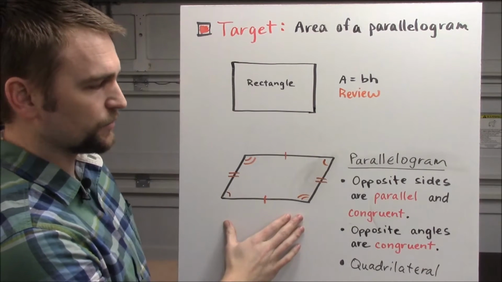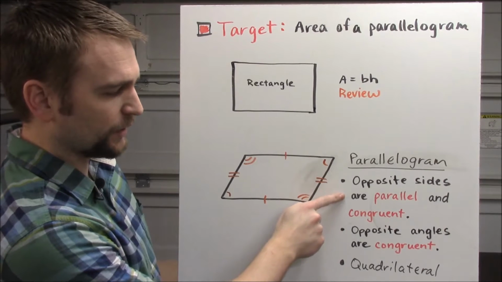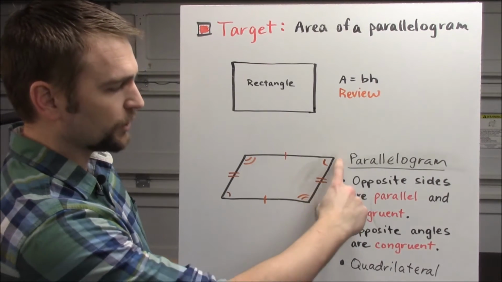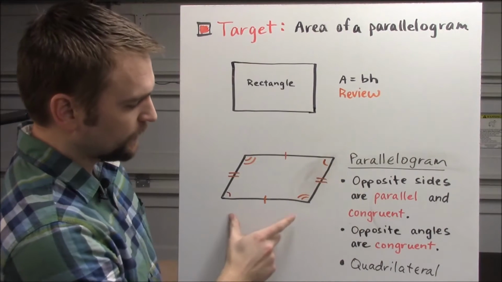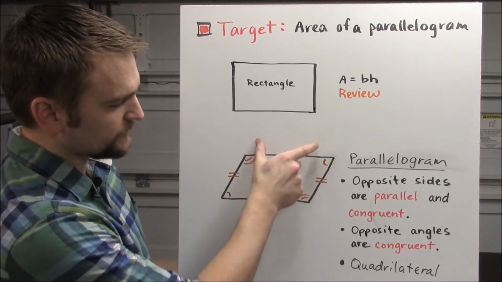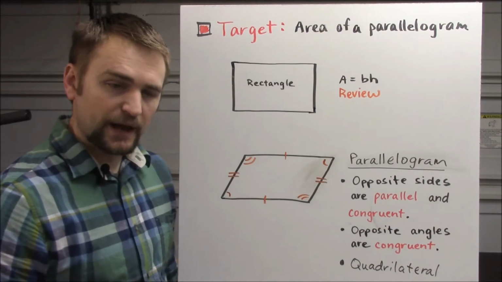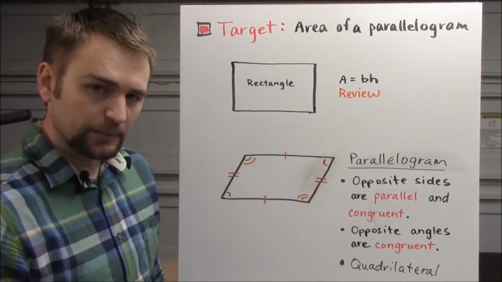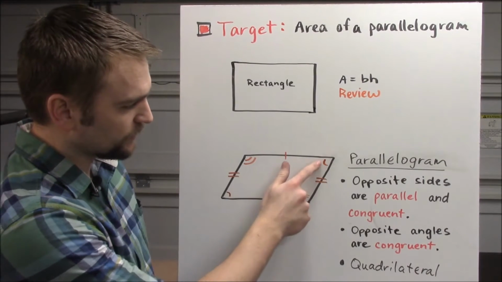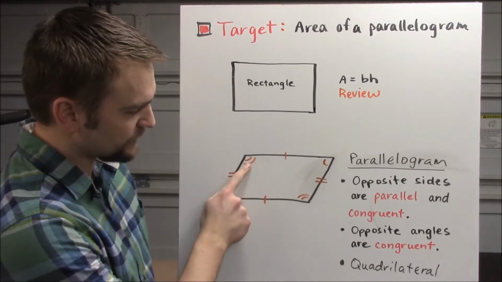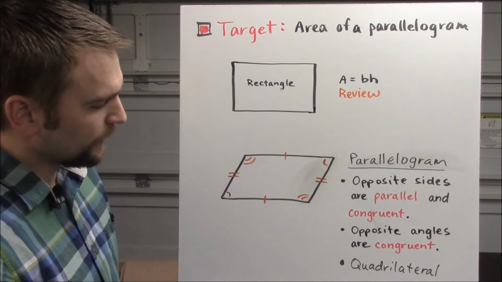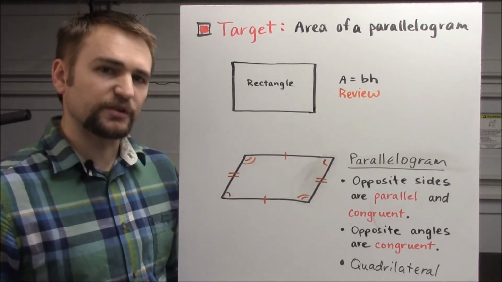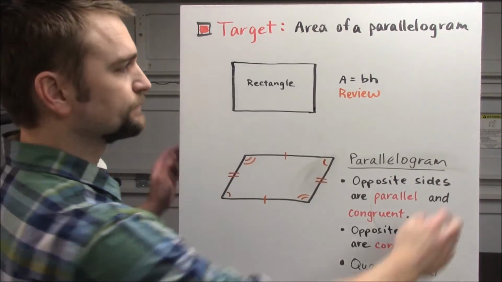Let's look at some characteristics. The opposite sides are parallel and congruent. So opposite sides are parallel and also congruent, the same size. And that applies to this one as well. So that's indicated by these hash marks. And if we look at the angles, the opposite angles are the same as well. So this angle to that angle as well as this angle to this angle. A parallelogram is considered a special type of quadrilateral.